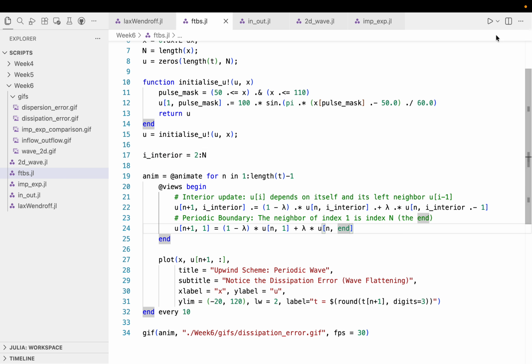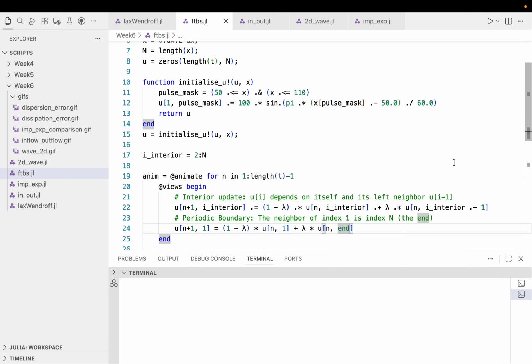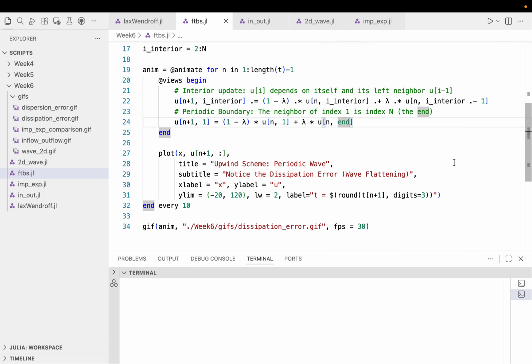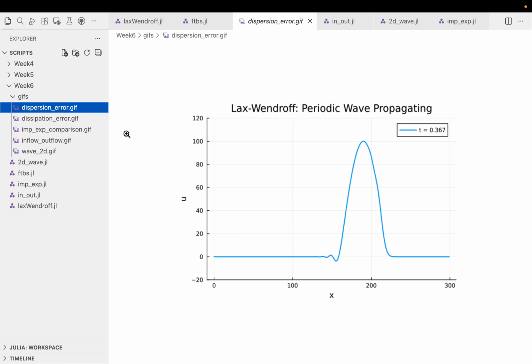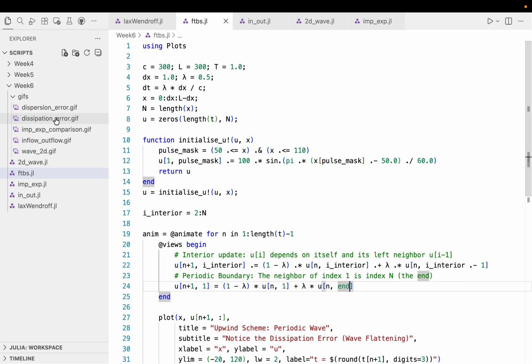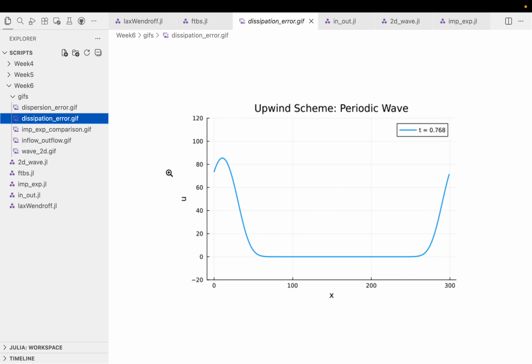Okay, I don't have this. Just run this one. Dissipation error. So this is how it looks. This is Lax-Wendroff. Sorry, this one. So you can see that when we use the upwind scheme, there is a reduction in amplitude as the disturbance propagates as a function of time. So this is what I was calling the dissipation error.